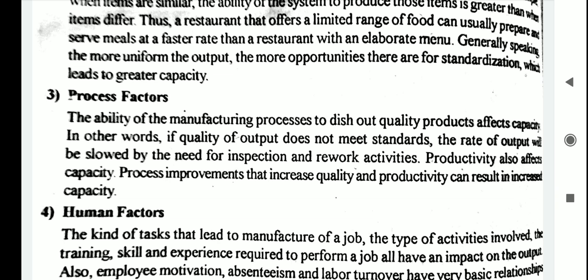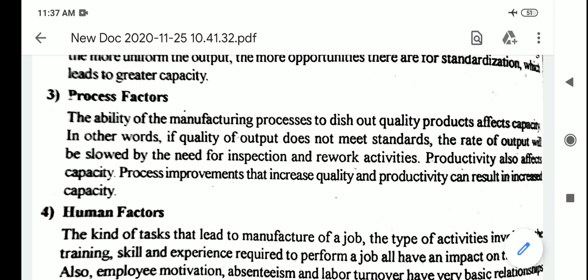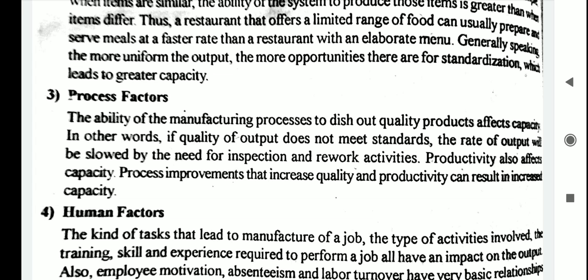The third one is process factors. Here the ability of a manufacturing process to deliver quality products affects the capacity. In other words, if the quality of an output does not meet the standards, the rate of output will be slowed by the need for inspection and rework activities. Productivity also affects the capacity. Process improvements that increase the quality and the productivity can result in increased capacity. So this is about the process factors.